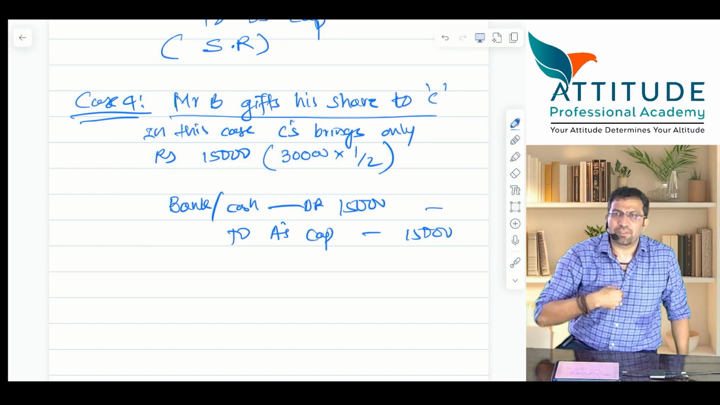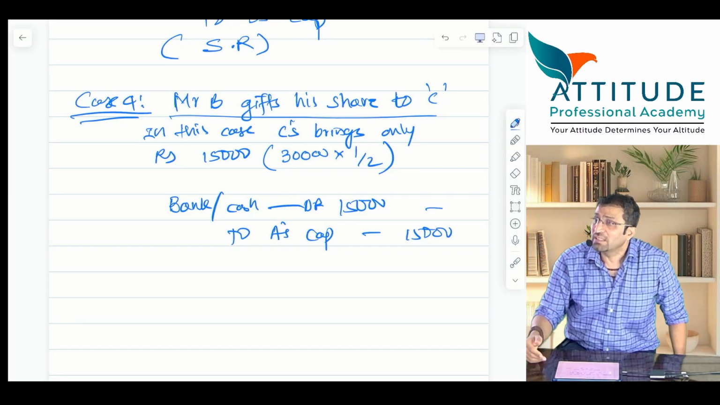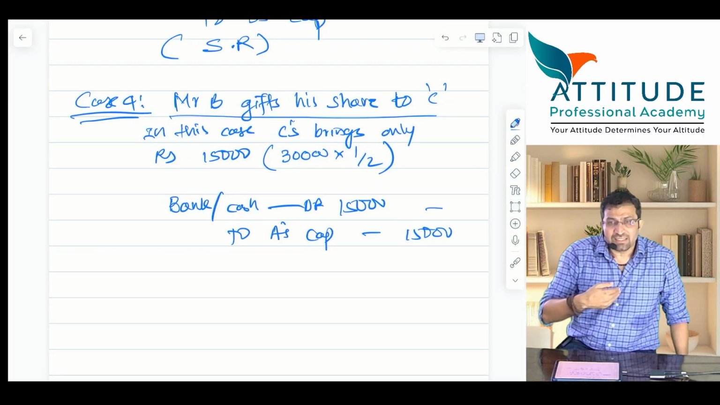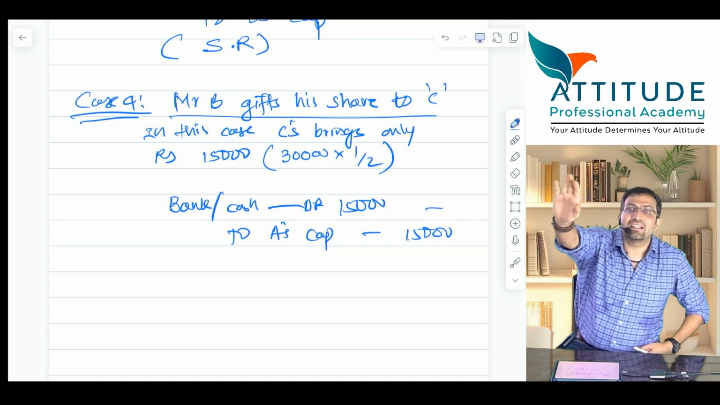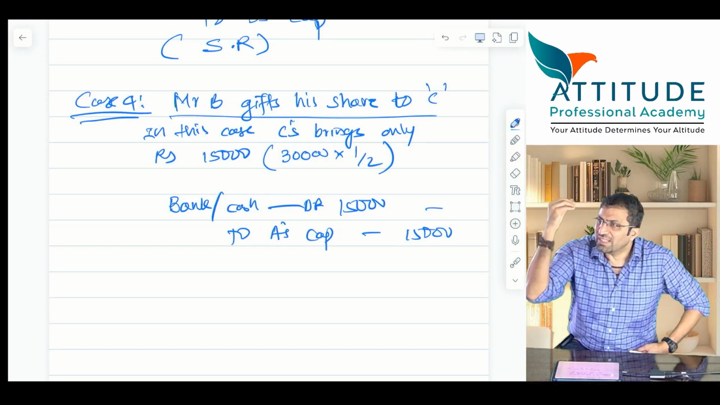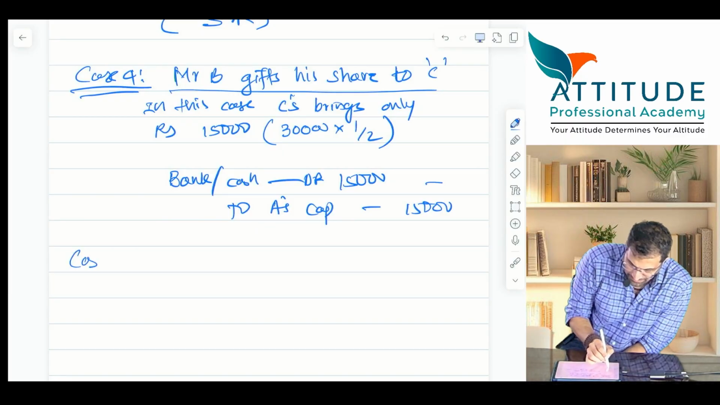You are gifting me 15,000 means half of the share. They are not gifting, no, they are sacrificing. मगर मेरे पास पैसा नहीं है तो क्या होगा? Tell me. C's capital account debit to A's capital. अर्थ है था? Are you able to understand or no? These are the cases. Case 5.